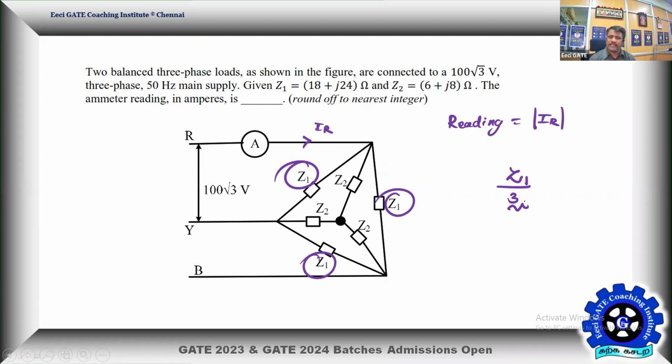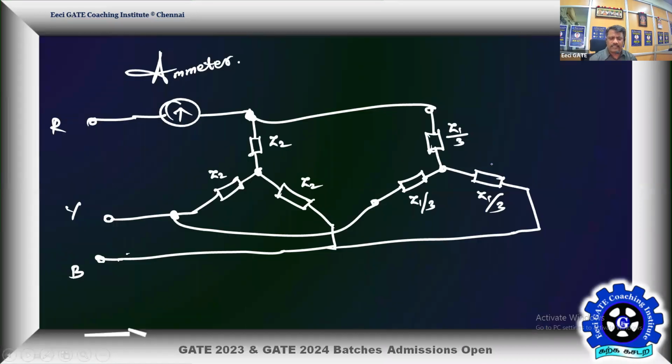You can think about another route, converting the inner star into delta. Let me go by converting the outer delta into star, and the star we are going to make is going to have Z1/3. If you do this, then the resultant will look like this image. So it will look like this.